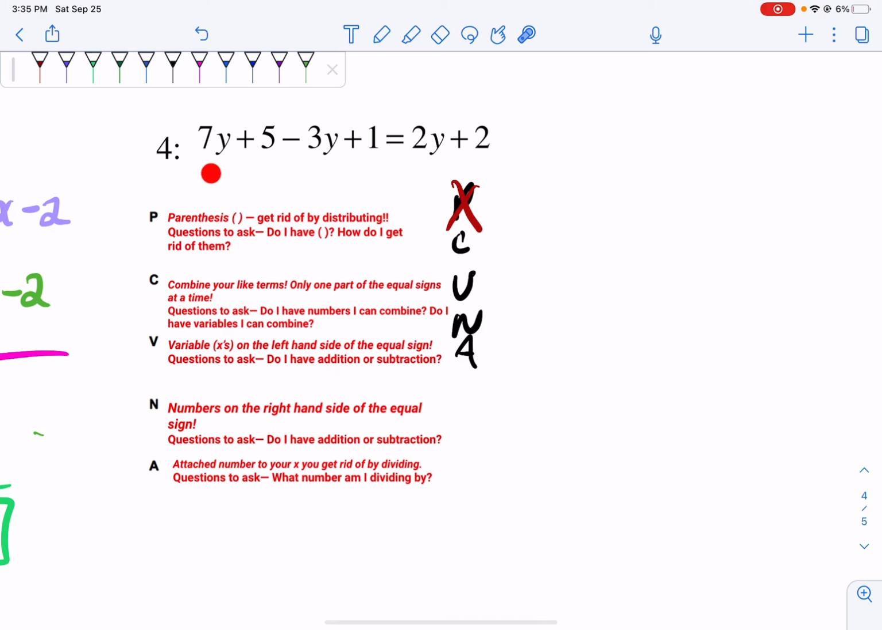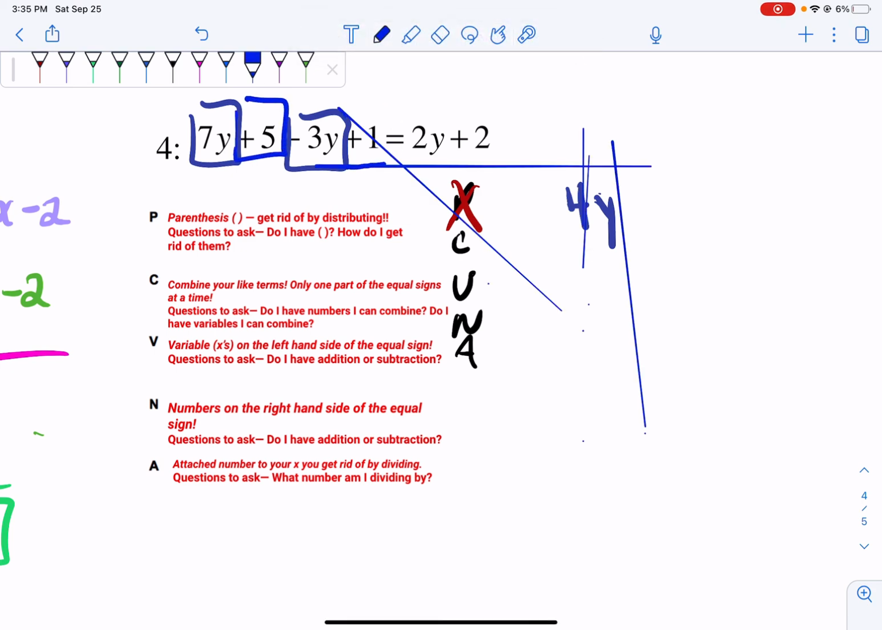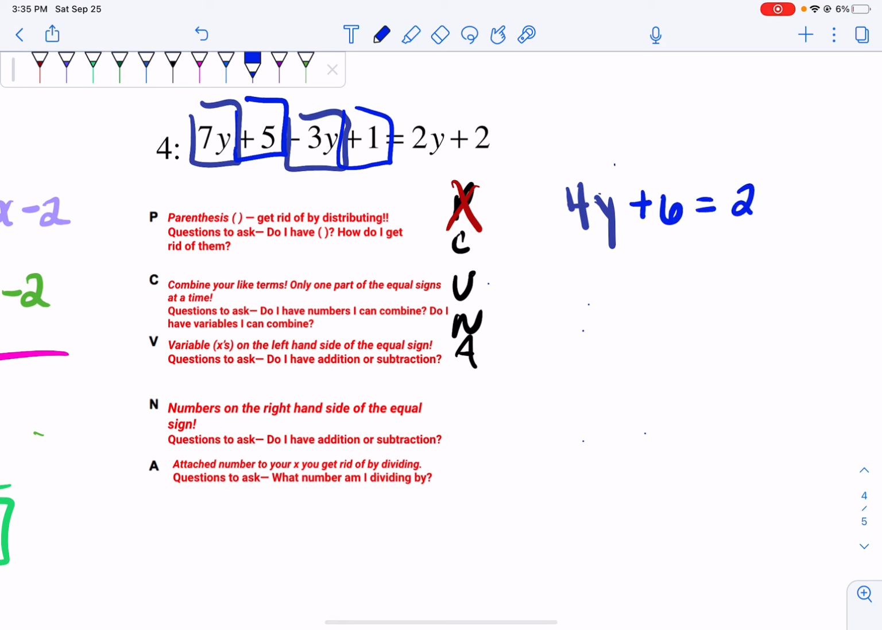Can I combine 7y and minus 3y? Yes, I can. 7y minus 3y is 4y. Now I have to ask myself, can I combine that 5 and 1? And yes, I can. So 5 plus 1 is 6, and that's equal to 2y plus 2, because I can't combine 2y plus 2. So I combined my like terms.